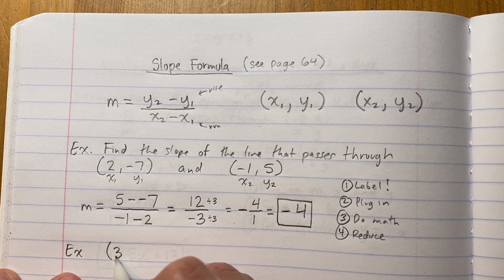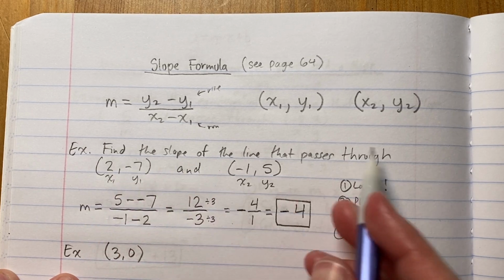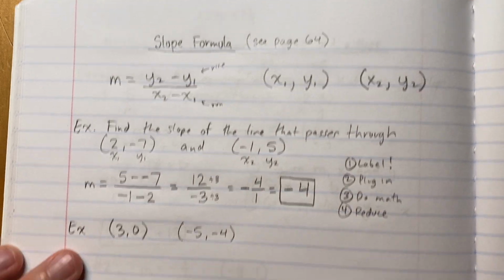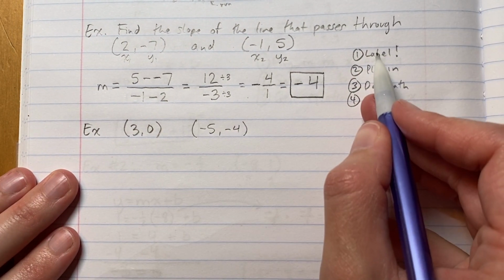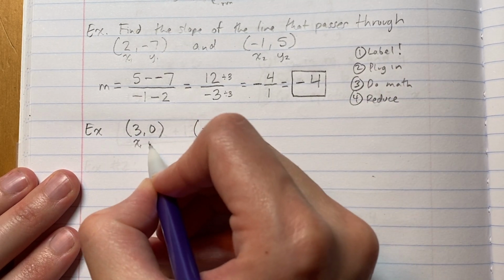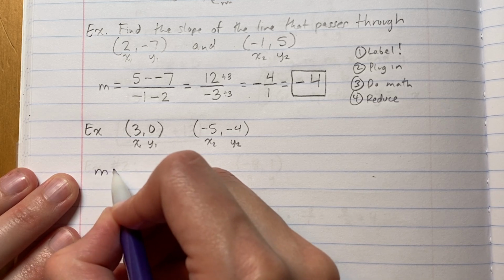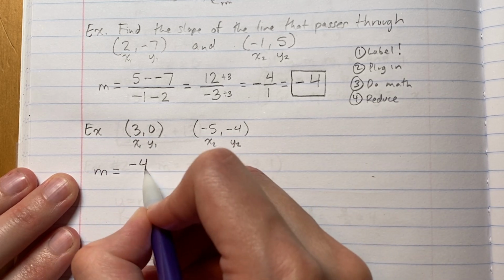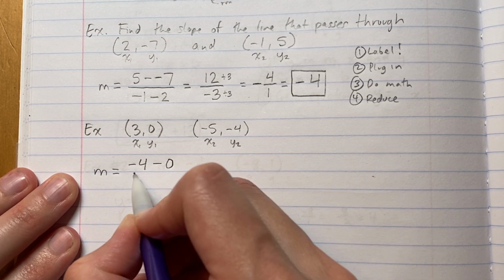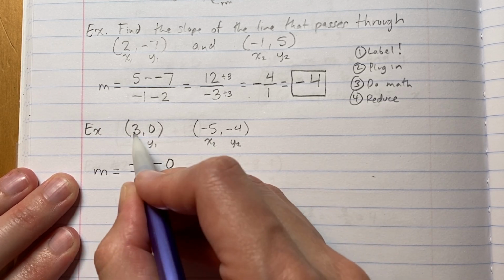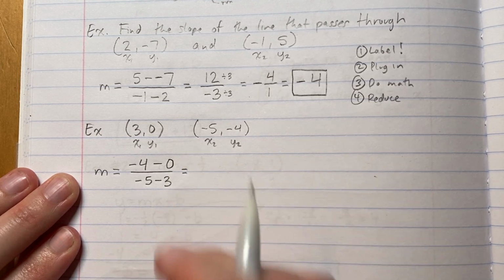Okay, and I'm just going to give the points here. But again, just imagine it says, find the slope of the line that passes through 3, 0, and -5, -4. Okay, so again, I'm going to label first. x1, y1, x2, y2. Okay, m equals y2 minus y1 over x2 minus x1.